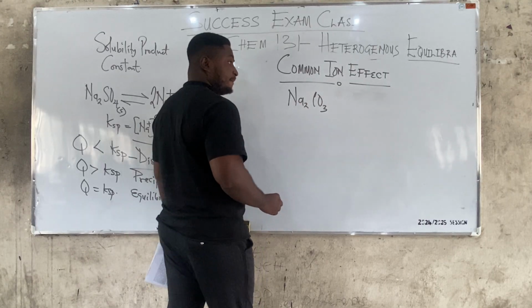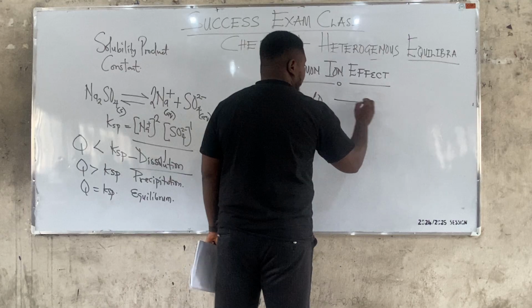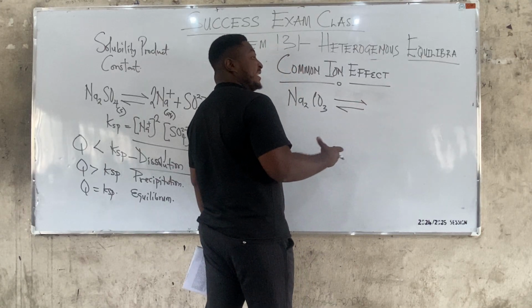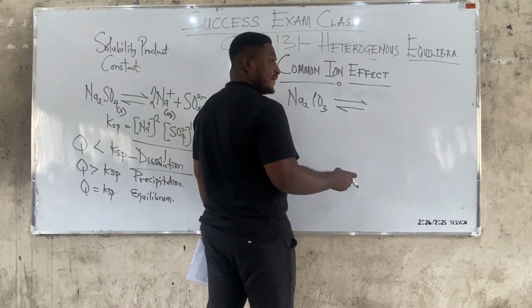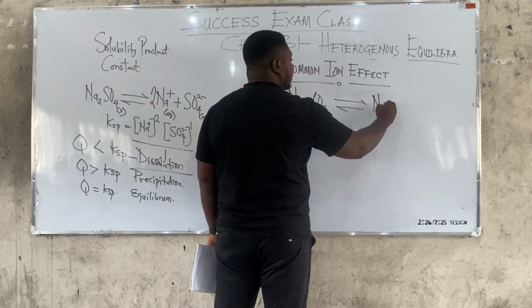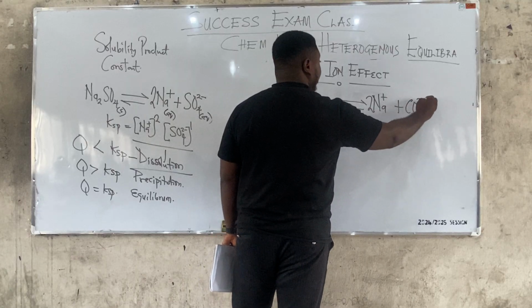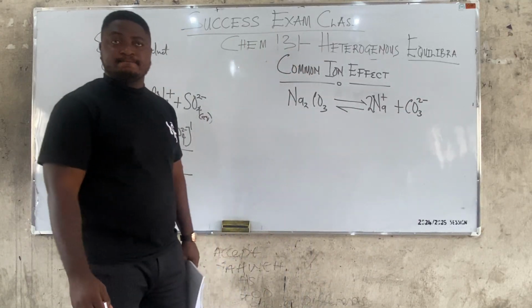If you have a salt Na2CO3, and instead of dissolving this salt in water, you dissolve it in a solution that contains CaCO3. Class, normally Na2CO3 will dissolve into 2Na plus and CO3 2 minus.